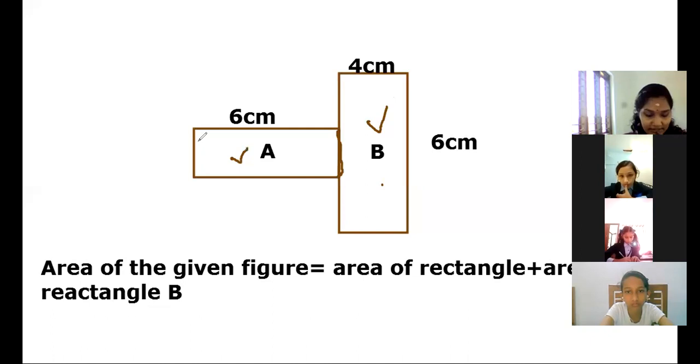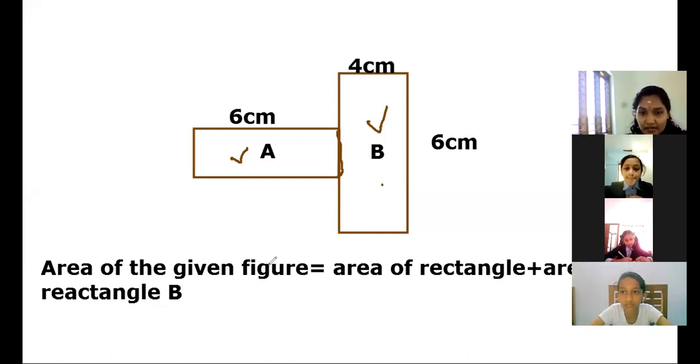The figure in the third question is a composite figure. To find the area of that figure, what we have to do? First we have to find the area of rectangle A, then find the area of rectangle B. Okay, then add the area of rectangle A and the area of rectangle B. Clear? When we add these two, we will get the composite figure and its area. Clear?